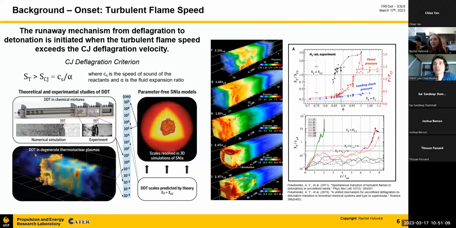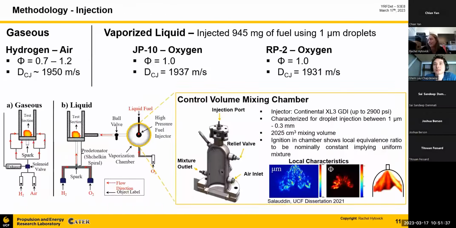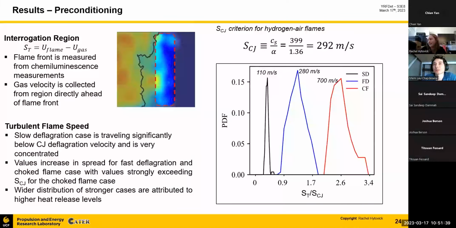So here you call SCJ the speed of sound in reactants divided by the fluid expansion ratio. Is that correct? Usually the CJ speed is the speed of sound in products. Yes, that was more of a typo than anything. I know there's not a strong difference between the two, but it's supposed to be products, not reactants. Okay, we are on the same page then. Can you go to slide 24?